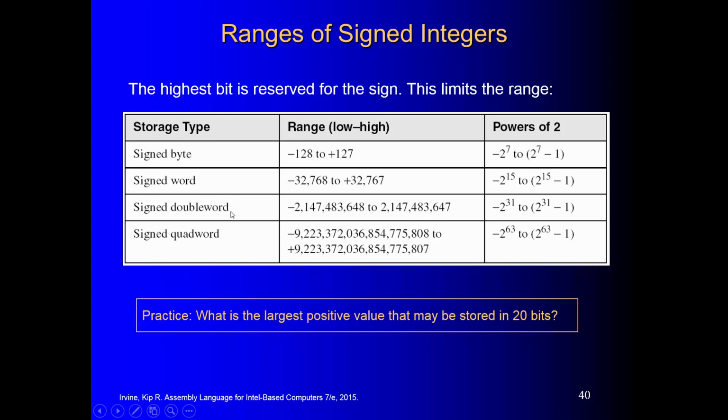If you have a double word, you have 32 bits, you use 1 bit for sign, and you can only use 31 bits for value. So this is the smallest number, and this is the largest number you can store into a double word that is 32 bits long.